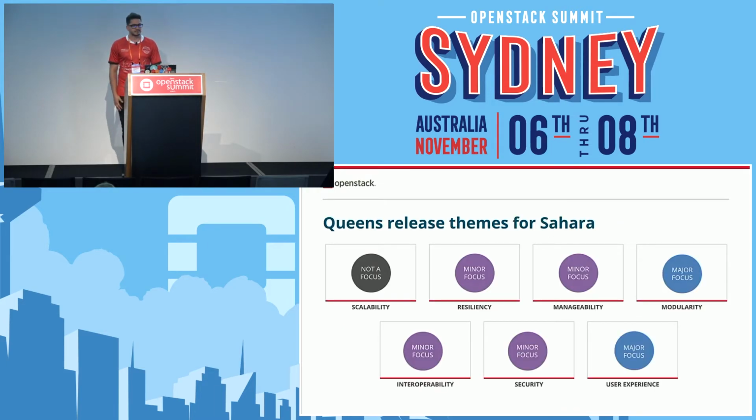Just touching a little bit on topics, for our team's Queens release, we're not focused too much on scalability right now. Resilience is a minor focus. We always have to keep an eye on it because we always have to keep the clusters healthy. We always have to recover if anything happens. But we're actually in a pretty good state for that, so not a big focus for us. Manageability is also a minor focus, as are interoperability and security. But we're really focusing on modularity, and that's because of removing the plugins out of the Sahara code, trying to make Sahara a little more modular.